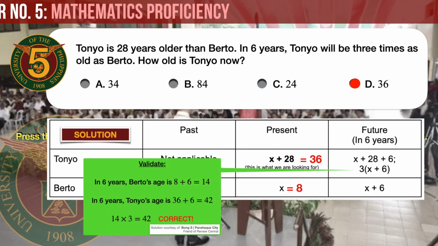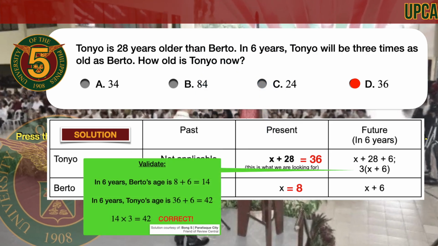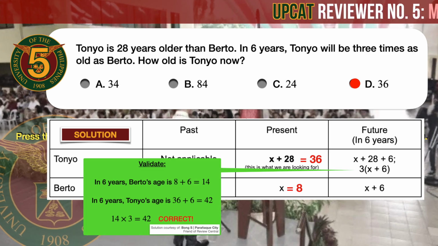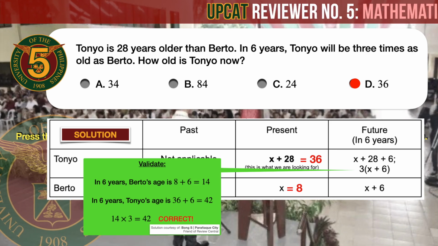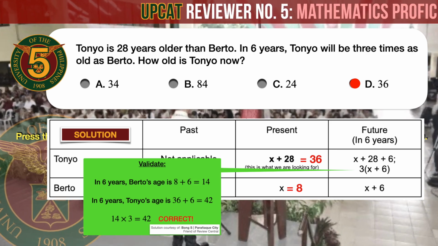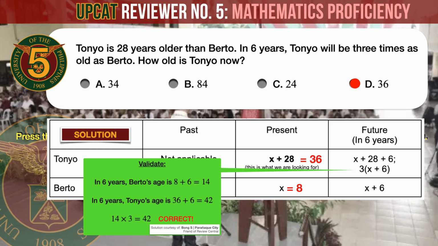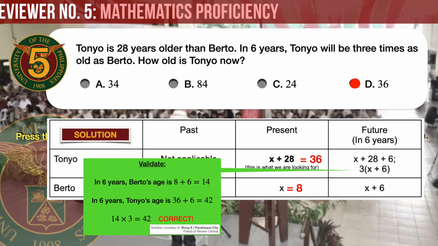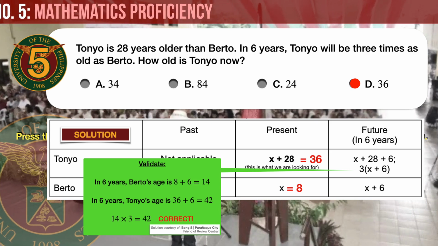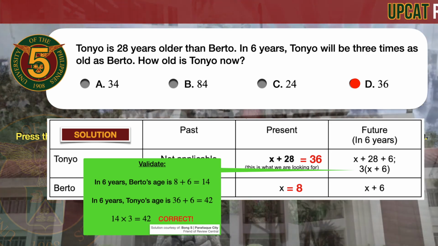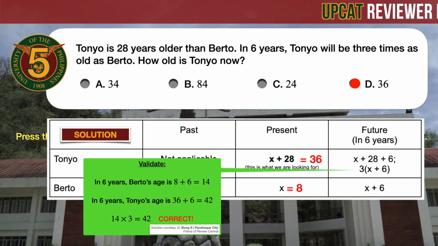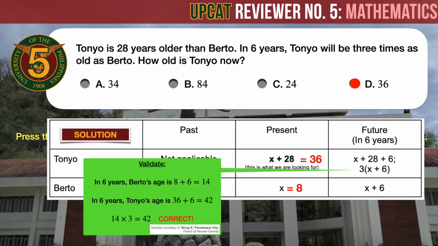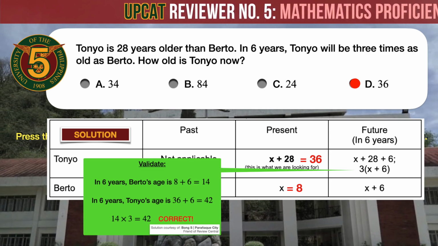We can validate this answer with the statement, in 6 years, Tanyo will be 3 times as old as Berto. In 6 years, Berto's age is 8 plus 6 equals 14. In 6 years, Tanyo's age is 36 plus 6 equals 42. 14 times 3 is 42. Correct. Note that the usefulness of your age table will become much more apparent when you are dealing with more complex age problems, involving more than 2 persons and/or more than 2 points in time. So practice using your age table as much as possible.